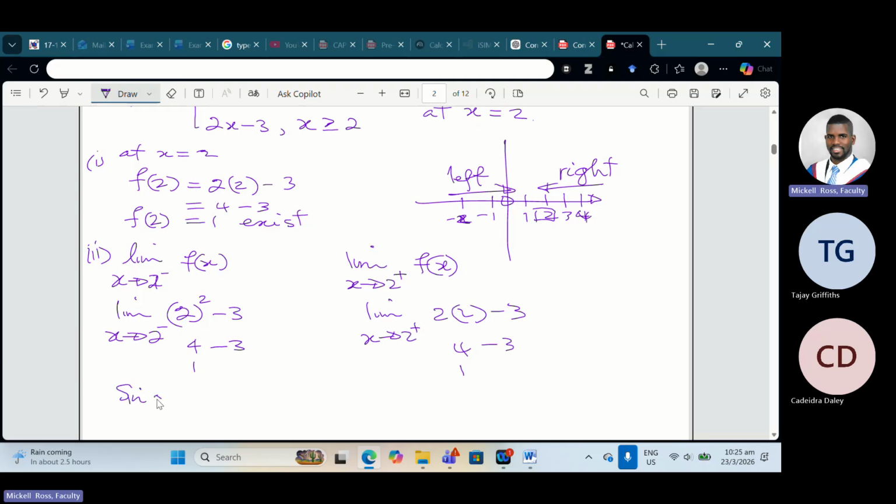So notice here now. Since the limit as x approaches 2 from the left hand side of f of x is equal to the limit as x approaches 2 from the right hand side of f of x, we know that the limit exists. We see that it exists.